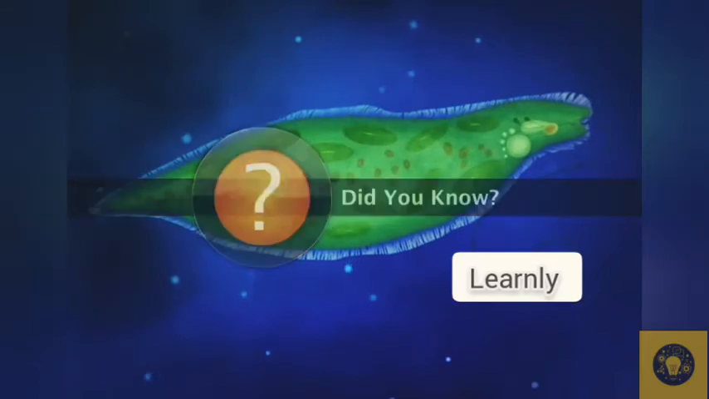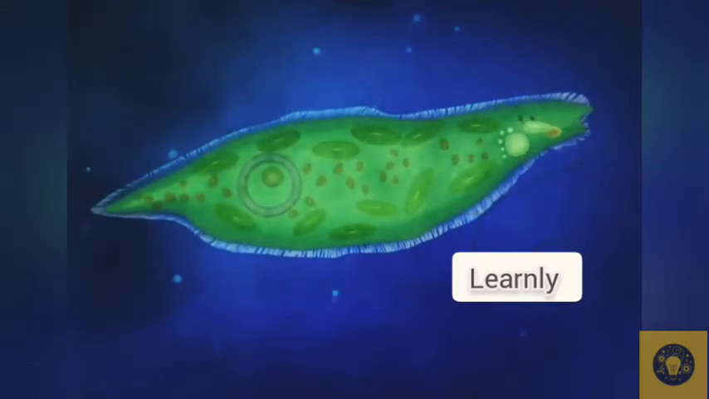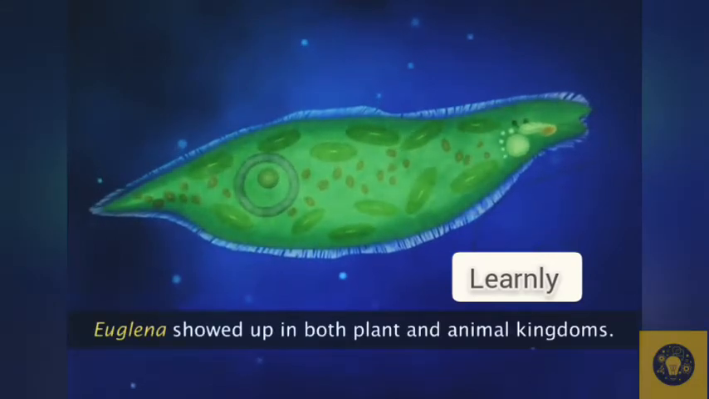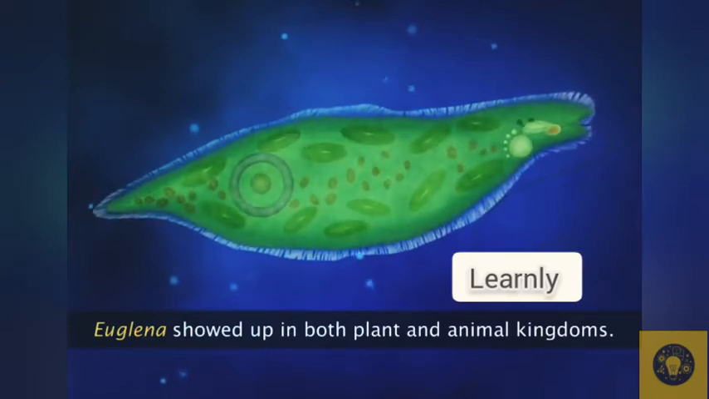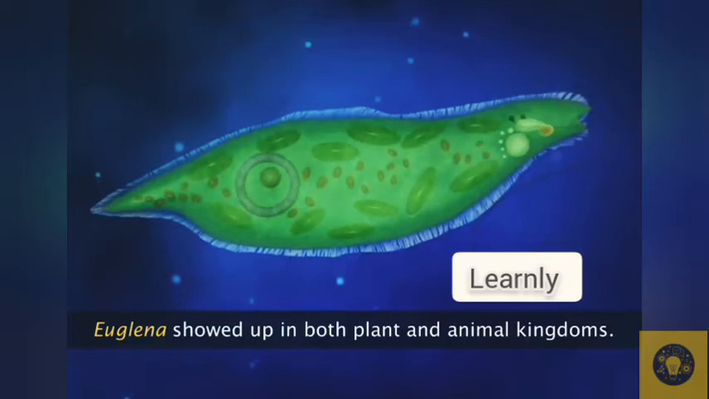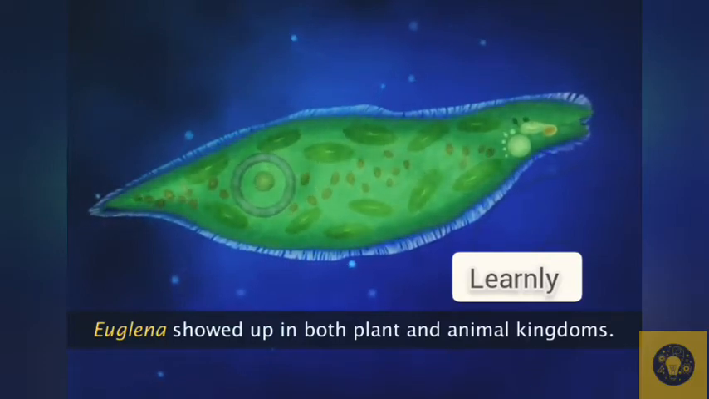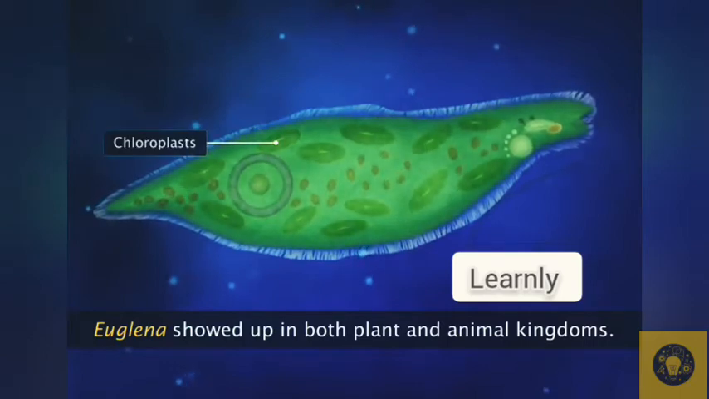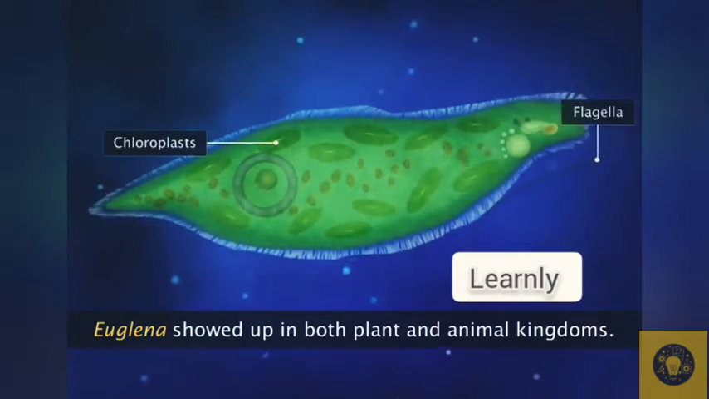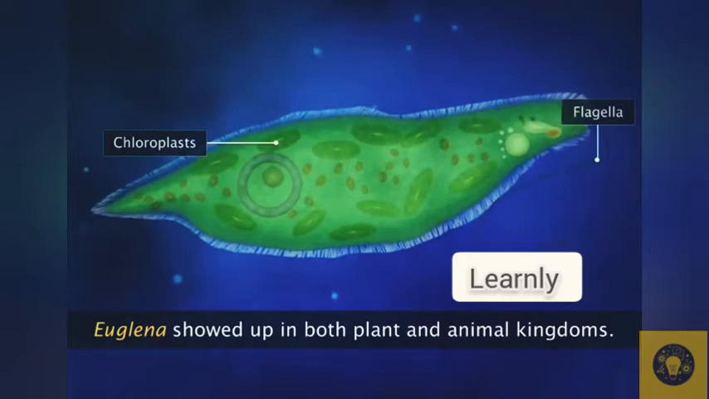Did you know that in the two-system classification of Linnaeus, microbes such as Euglena showed up in both kingdoms, Plantae and Animalia? Euglena was classified as such because it possessed the characteristics of both. It was photosynthetic like plants and could move with the help of flagella like animals.